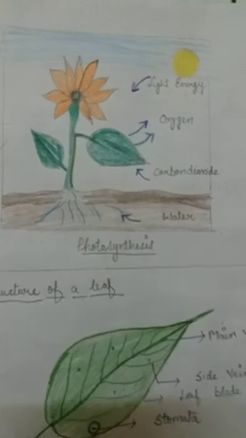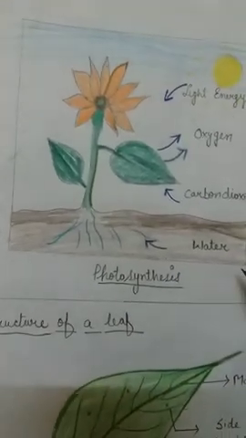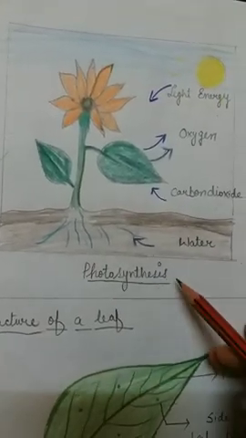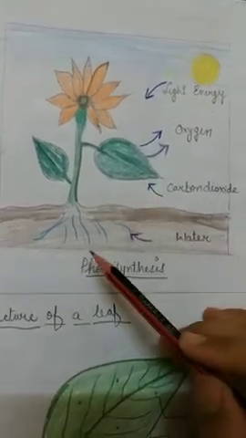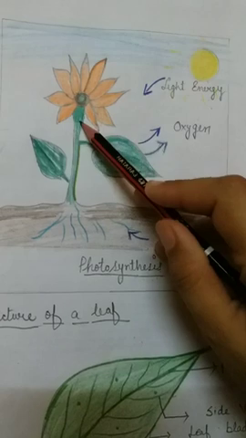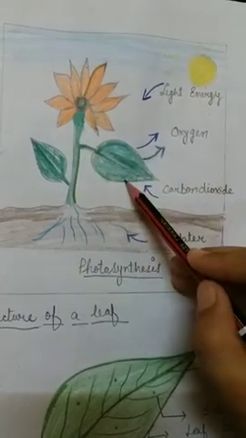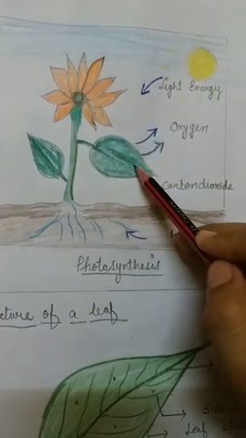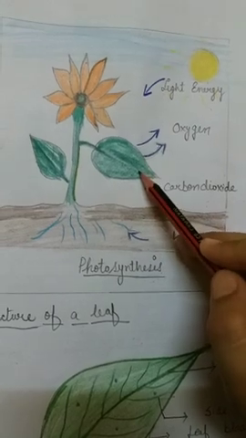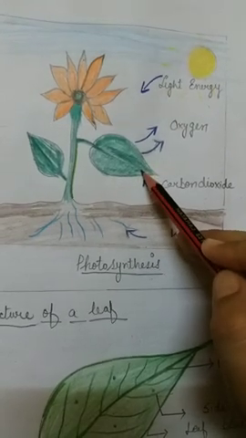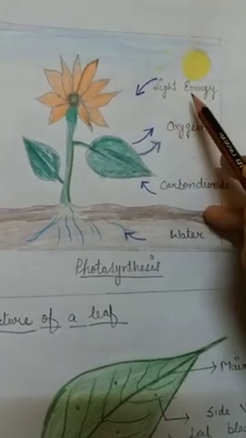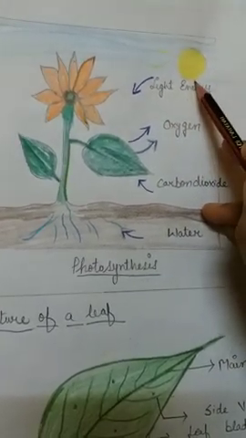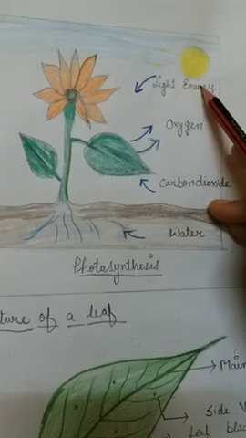The first diagram is the diagram of photosynthesis. As you know, photosynthesis occurs in plants, and for this you have to draw a plant with green leaves, because photosynthesis occurs in leaves. For photosynthesis, a plant needs three things. One is the light energy which will come from the sun. That's why you have to draw a sun here.